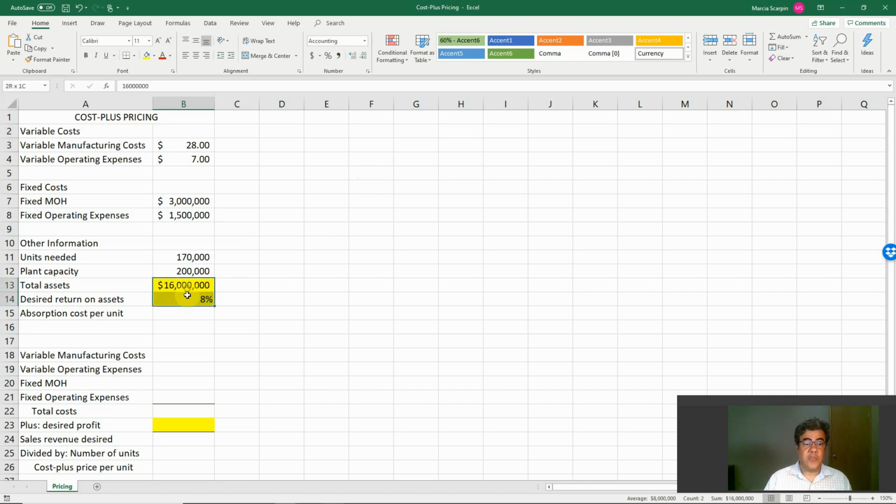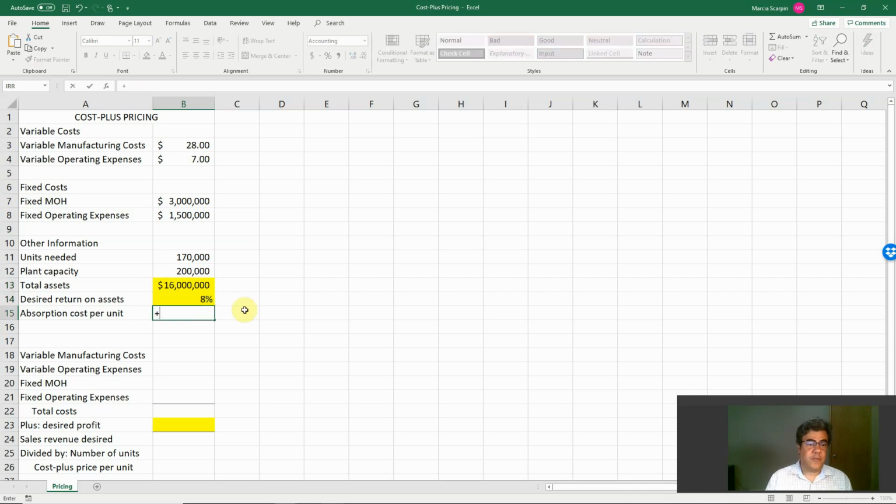Here, we need these yellow infos to find our desired profit. Absorption cost per unit. Let's do it. Variable manufacturing costs plus fixed manufacturing overhead divided by, we always work with units needed. We don't work with plant capacity because I want to cost the products that I am producing, not my capacity. So 170. So our absorption cost is 45.65.